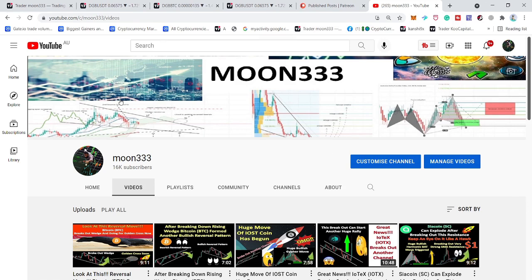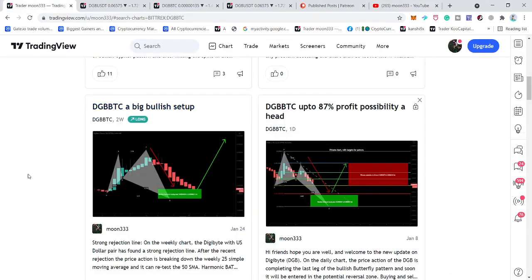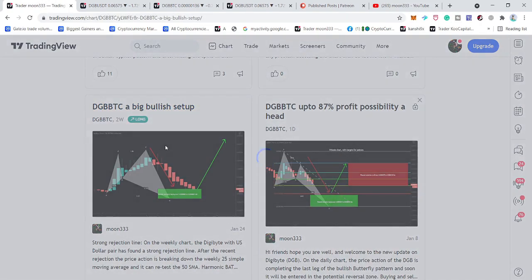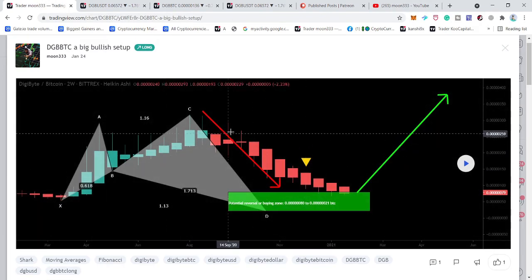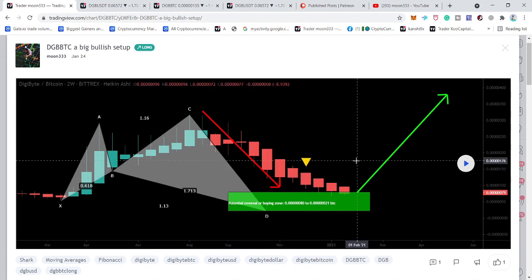In the month of January 2021, I shared this very big bullish shark pattern with you that the DGByte formed on the monthly time frame. Sorry, this was not on the monthly time frame. This was on the 2-week time frame chart. And I told you guys that from here the DGByte can start a very big move.